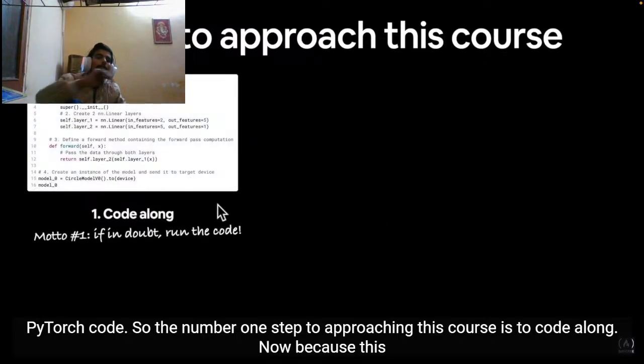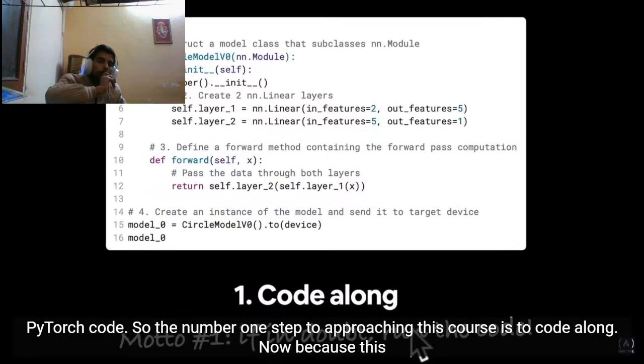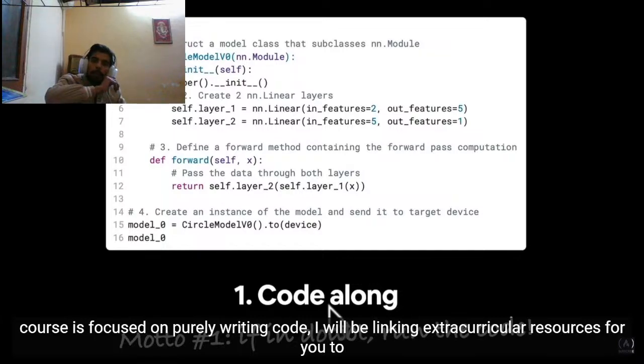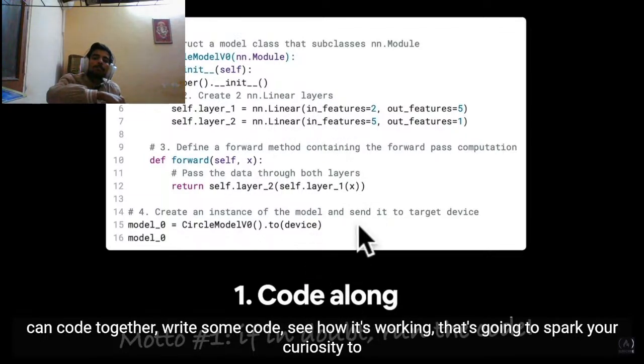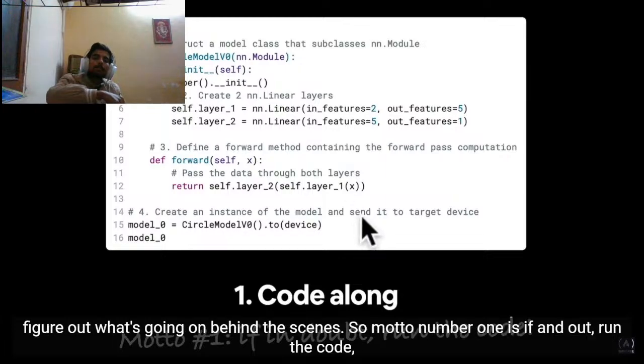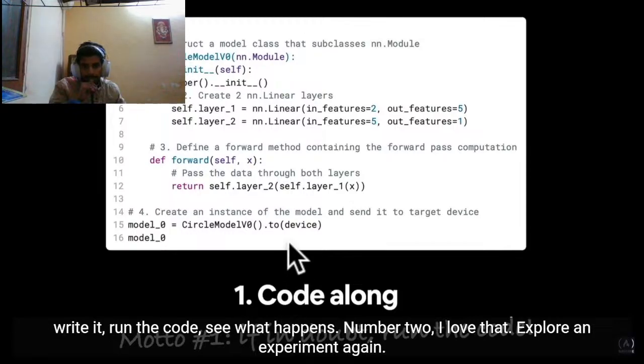So the number one step to approaching this course is to code along. Now, because this course is focused on purely writing code, I will be linking extracurricular resources for you to learn more about what's going on behind the scenes of the code. My idea of teaching is that if we can code together, write some code, see how it's working, that's going to spark your curiosity to figure out what's going on behind the scenes. So motto number 1 is, if in doubt, run the code. Write it, run the code, see what happens.